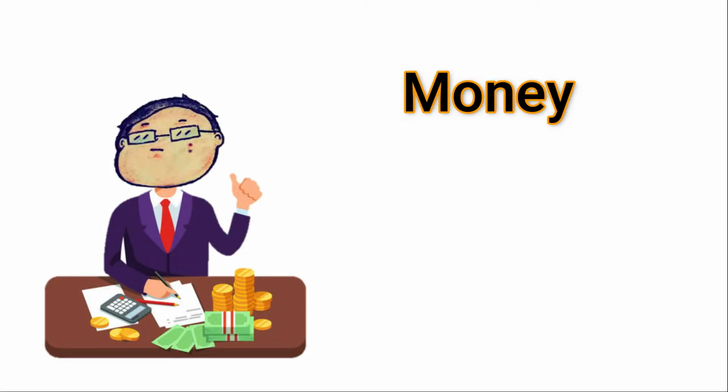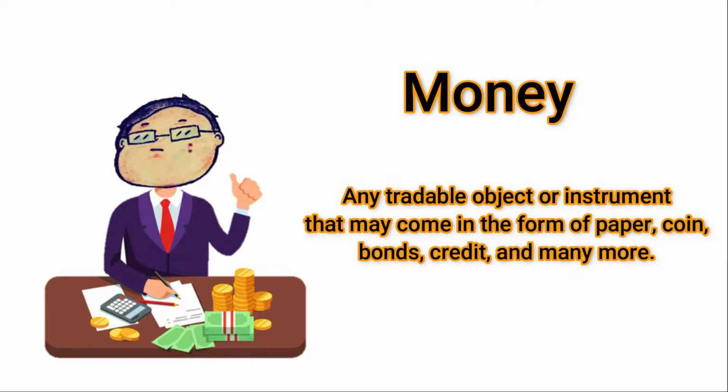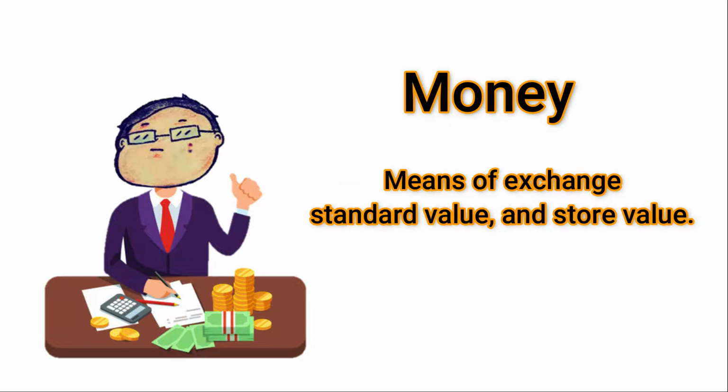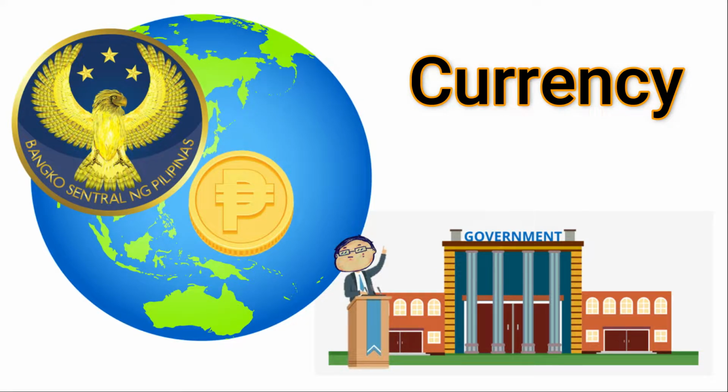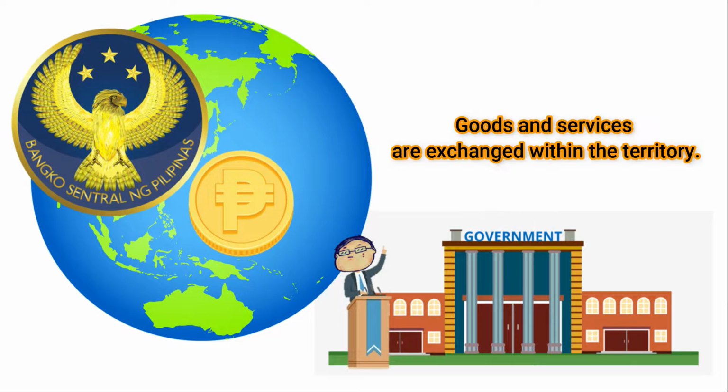To understand monetary policy, let us first define what is money. Money refers to any tradable object or instrument that may come in the form of paper, coin, bonds, credit, and many more. It is any form of object that may be used as a means of exchange, standard value, and store value. From a global perspective, every country has its own form of money or currency, and through the use of money, goods and services are exchanged within the territory.